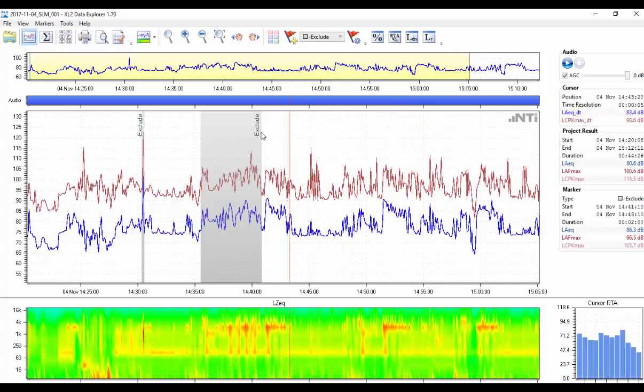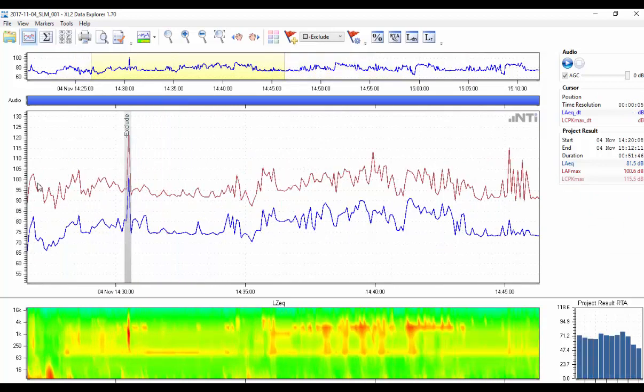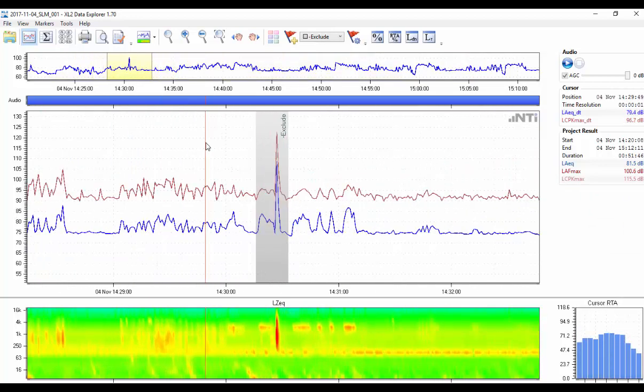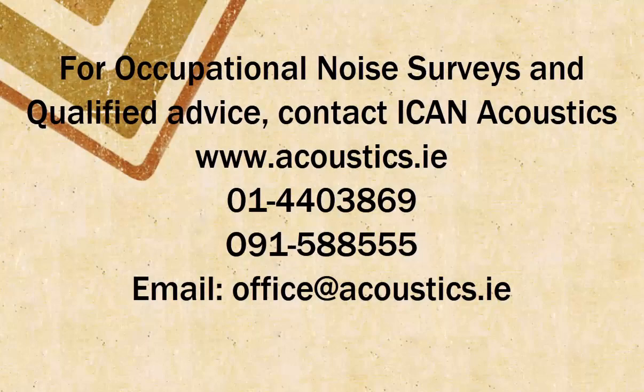So I thought it was a useful event just to demonstrate to you, and just to show you the risks associated with unattended measurements. That's it. Thank you.